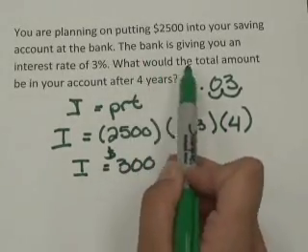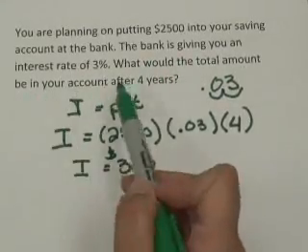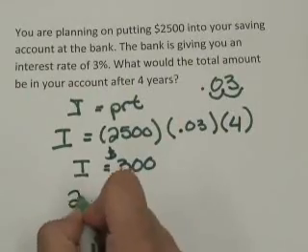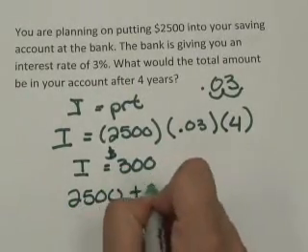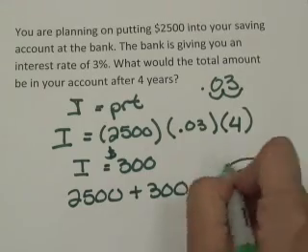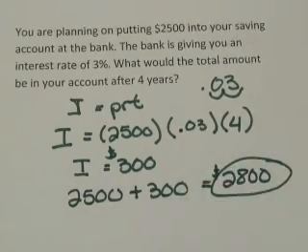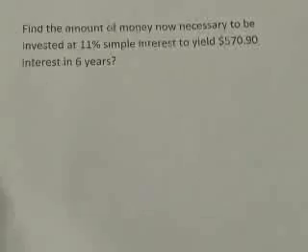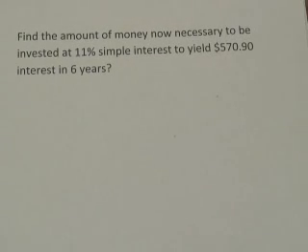Now, let's go back to the question. The question says, what would the total amount be in your account? So if you invested $2,500 and you gained $300 in interest, the total amount in your account would be $2,800. Let's look at one more problem.